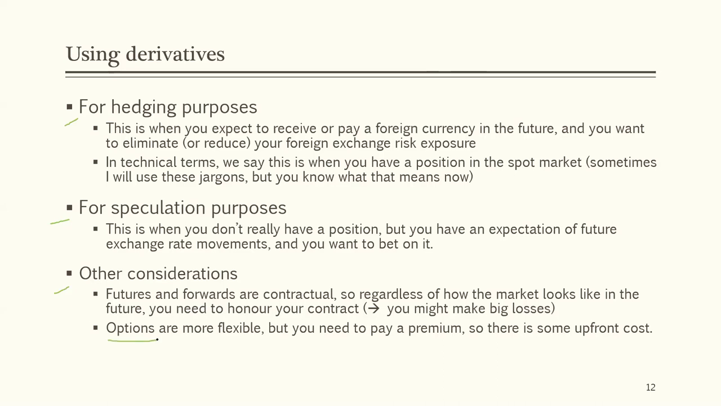With options, because you have an option to exercise the option or not, if the market moves in your favor, you will exercise, okay? In contrast, if the market moves against you, you can choose to not exercise the option, okay? So in theory, you have exposure to unlimited gain, but you cap your loss at a certain amount, okay? But with options, because it's more flexible, you need to pay a premium. So there is an upfront cost for option hedging strategies relative to futures and forward, okay?